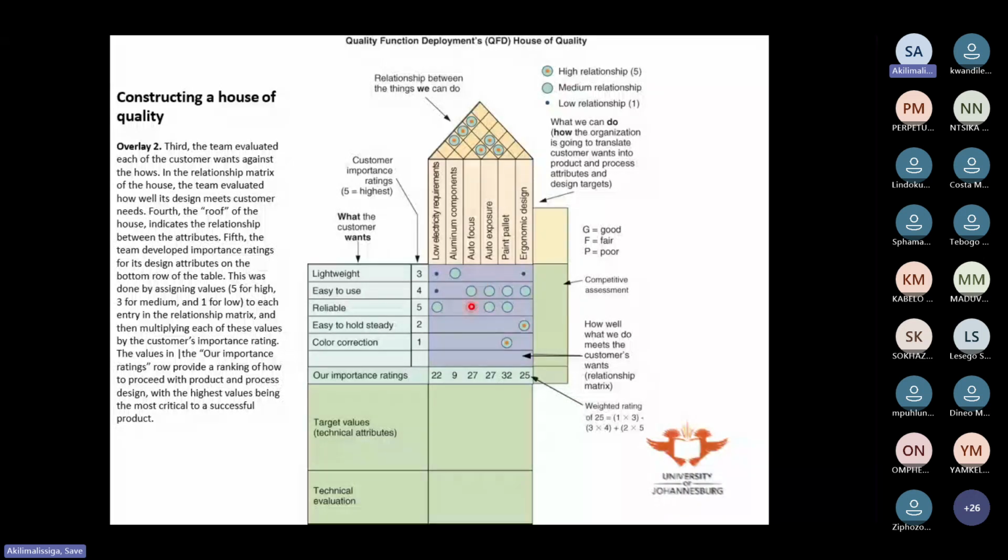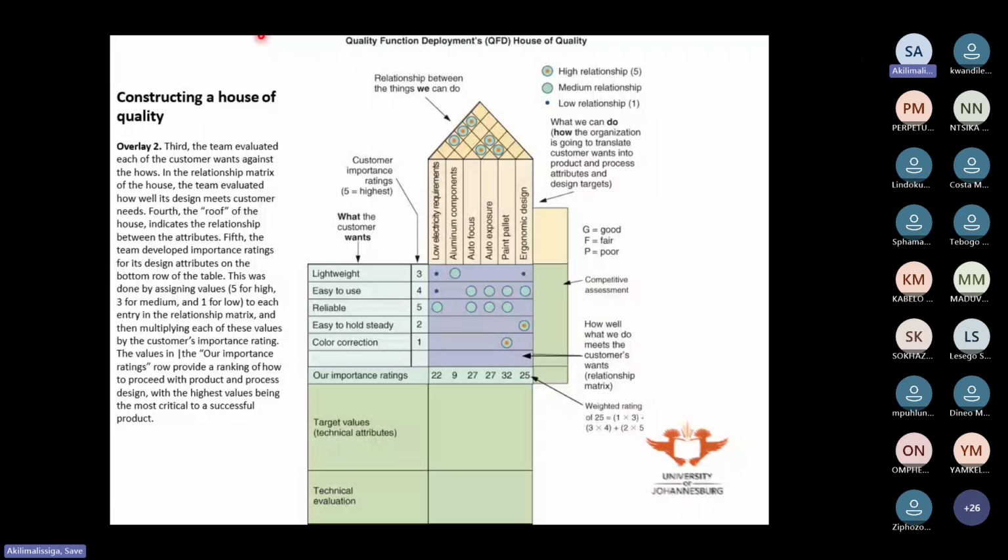So these are what you call our importance ratings, and the highest number here is the priority, where resources need to be gathered in order to ensure that the materials are ready in order to be able to meet the customer's requirements based on this product.